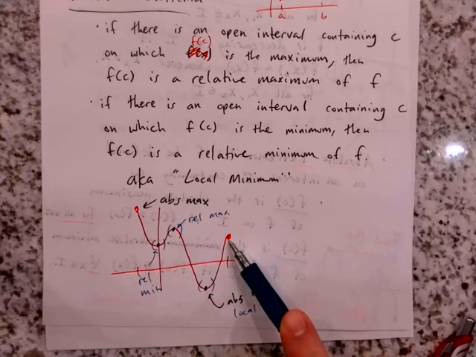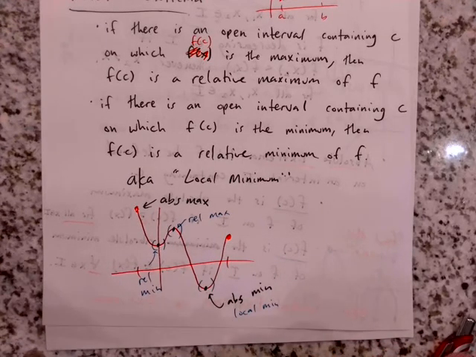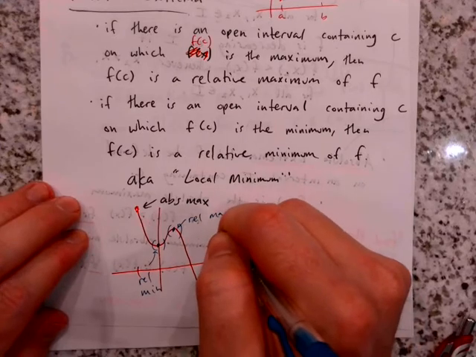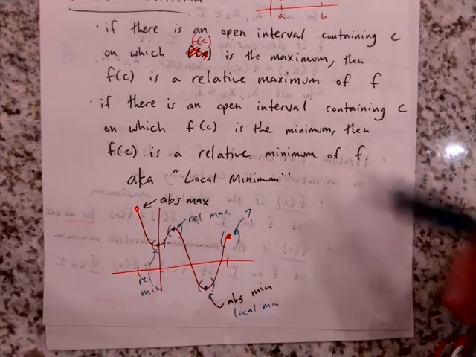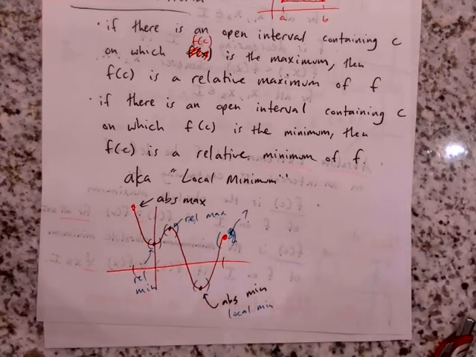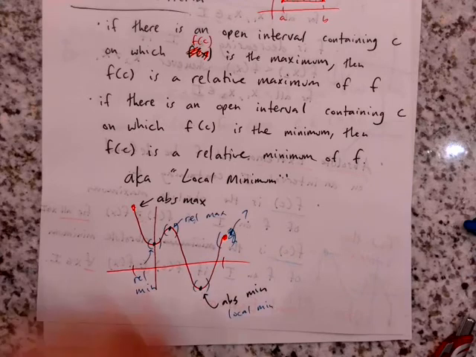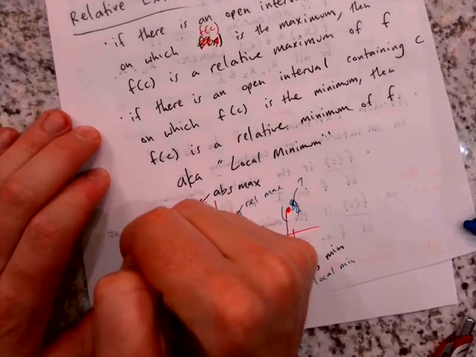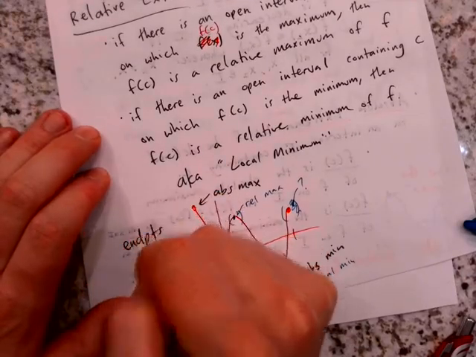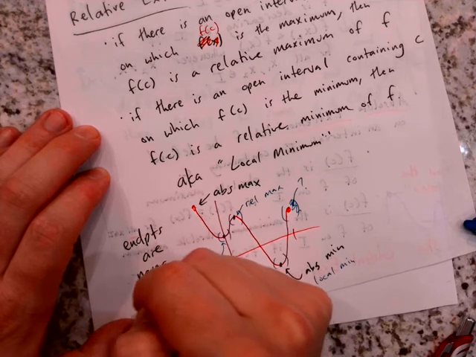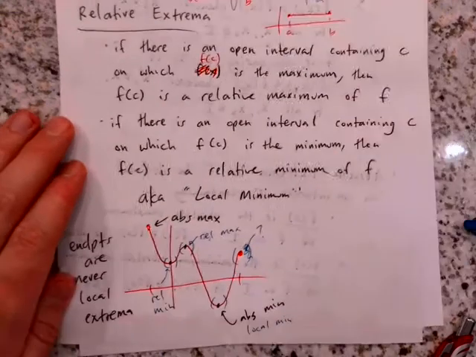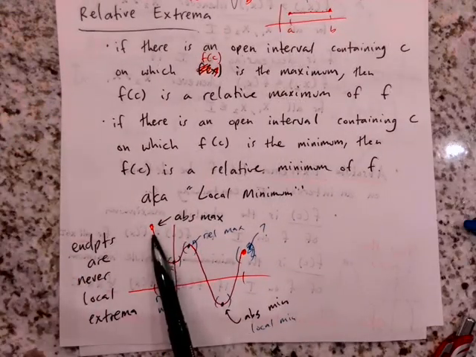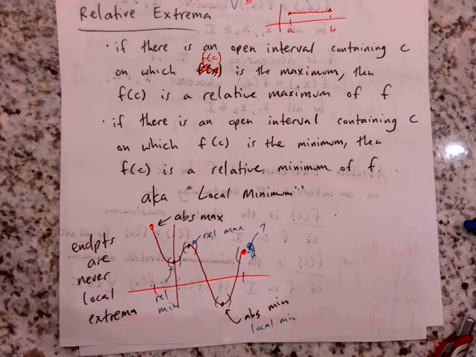This point is nothing. It's not a relative max because there's no open interval that contains that point, because there's no right side. So you can't have an open interval about the point, there is no right side. Endpoints cannot be relative extrema. So endpoints to the graph are never local extrema. They could be absolute extrema, but they can't be relative extrema. So this is also not a local max, it can only be the absolute max.